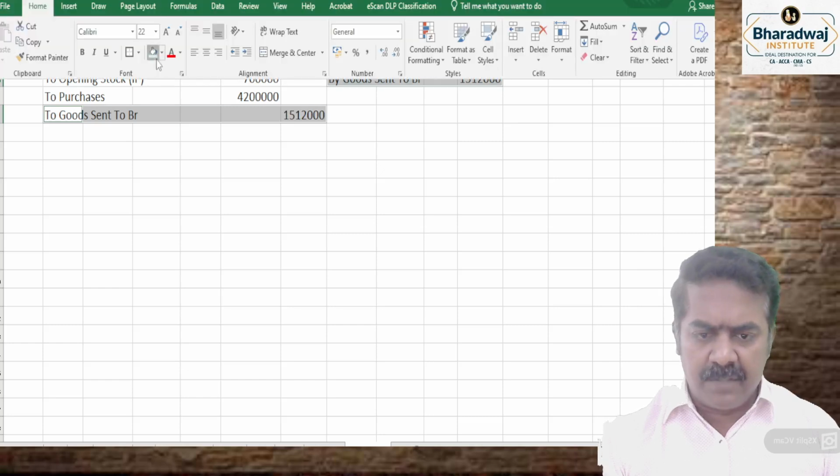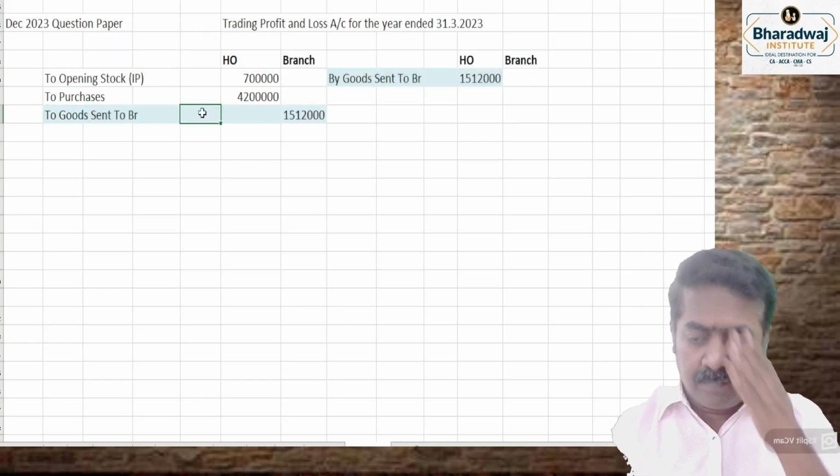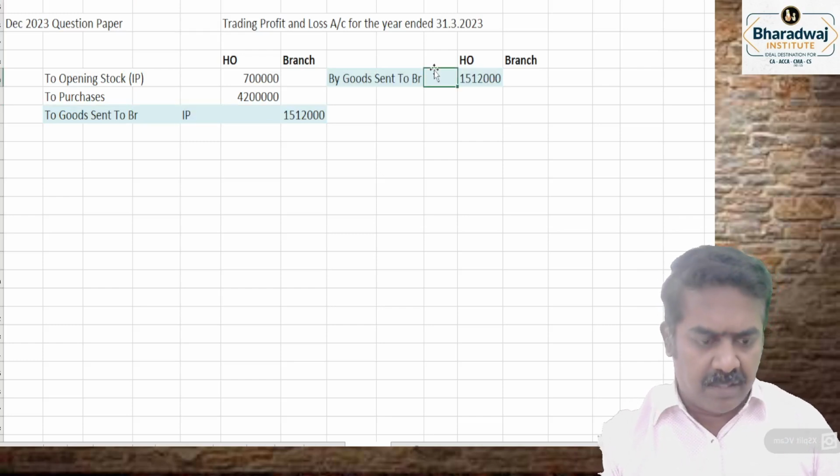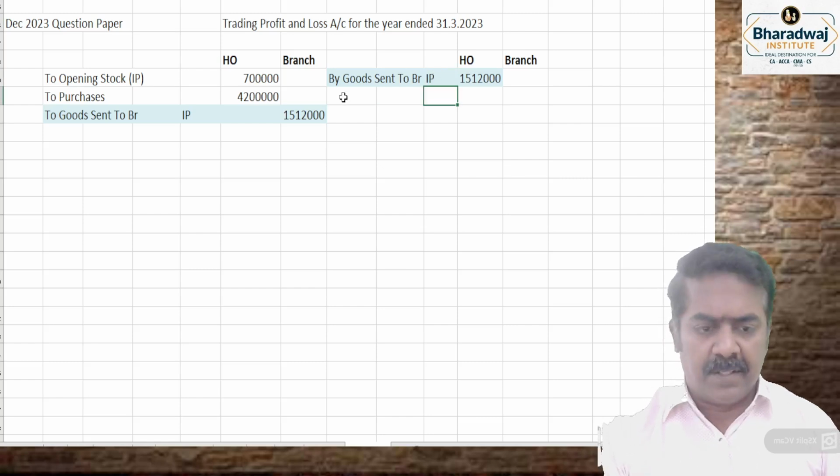What is the price at which the goods are sent? Invoice price. This will be at invoice price.